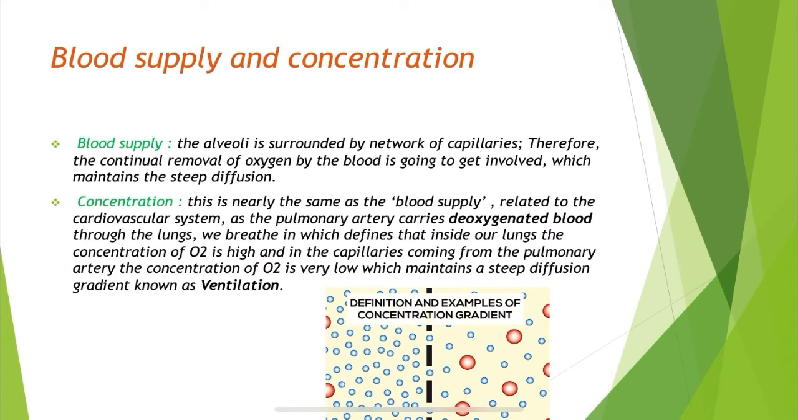And in the capillaries coming from the pulmonary artery, going through the arteriole and then through the capillaries, the concentration of O2 is very low. And why? Since deoxygenated blood is being carried by those capillaries coming from the pulmonary artery, which maintains a steep diffusion gradient known as ventilation. The process of ventilation maintains and keeps a steep diffusion gradient. As you can see in the picture, diffusion goes from a high concentration area to a low concentration area, guys. So if the difference between concentrations is as high as possible, the diffusion gradient is much steeper.